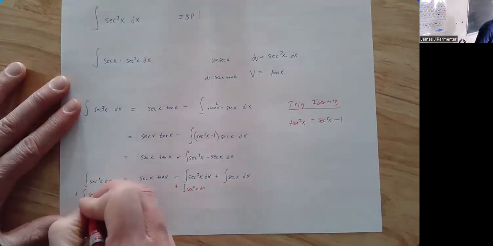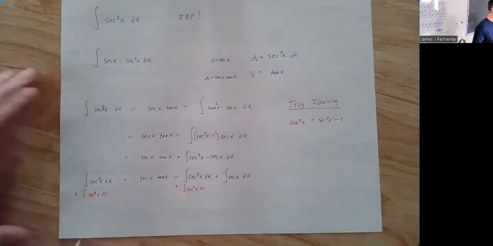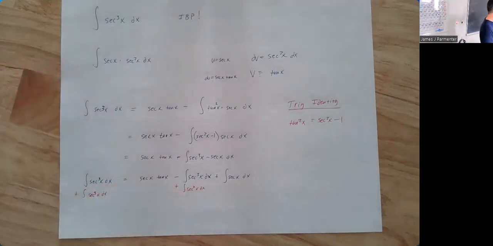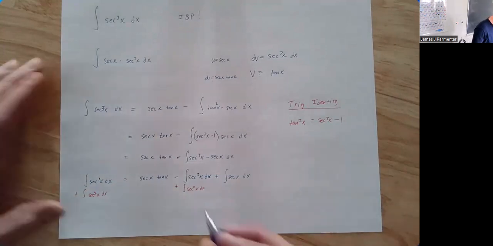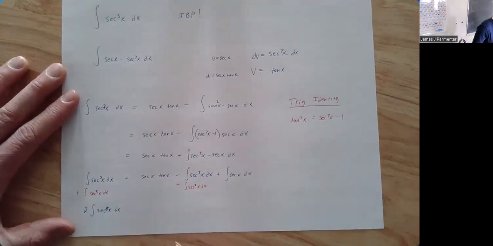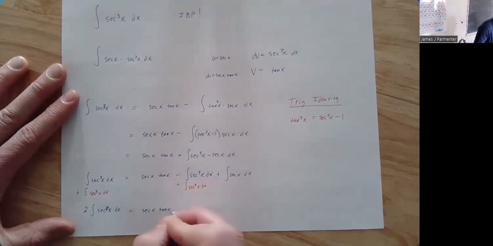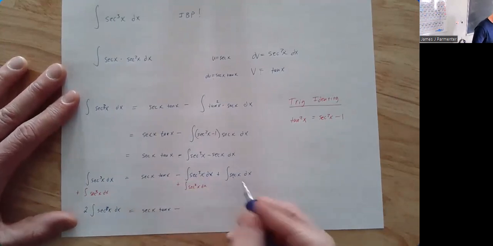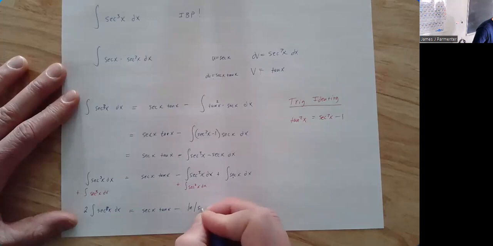This is like the other example of a kind of integral where you have to do this thing, like e to the x times sine of x or e to the x times cosine x. This is the other one where you get the same integral popping back up. So what I'm going to have here on the left is 2 times the integral of secant cubed x dx equal to secant x times tangent x minus, we just learned that the integral of secant of x is the natural log of the absolute value of secant of x plus tangent of x.